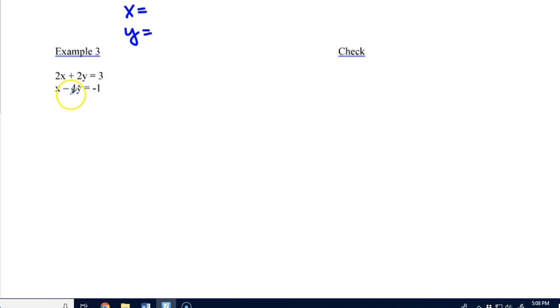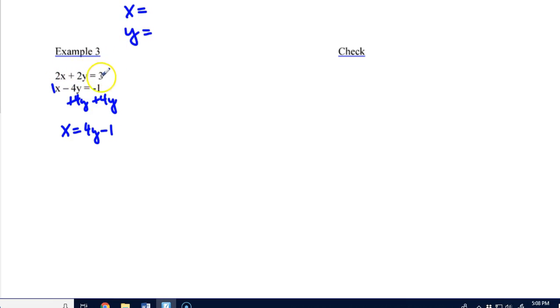The bottom equation seems a little easier because there's a coefficient of 1. So I already just have the 1x. I just need to get rid of that 4y. So let's do that. Let's add 4y to both sides. And so I've transformed this bottom equation to be x equals 4y minus 1.